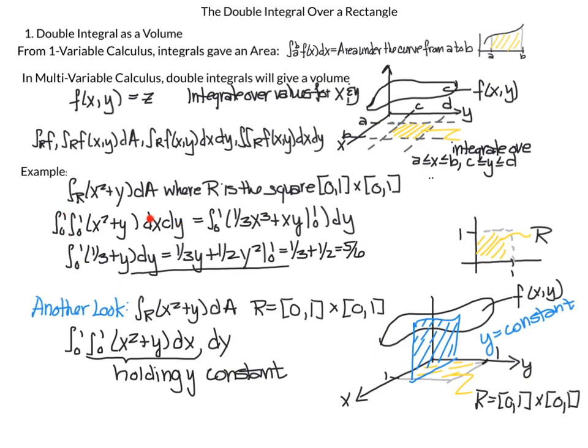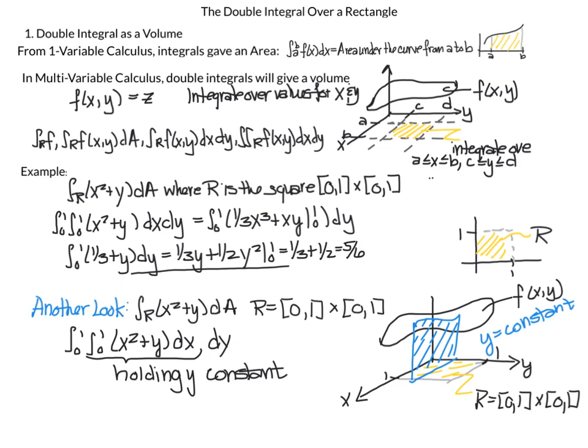We do our integration here with respect to x. So we consider y a constant. So then we have 1/3 x cubed. If y is a constant, that's just going to be xy. And we plug in our 1 and our 0, and we get 1/3 plus y. Now we integrate with respect to y. So here we get 1/3 y and 1/2 y squared, plug in our limits of integration, and we get 5/6.